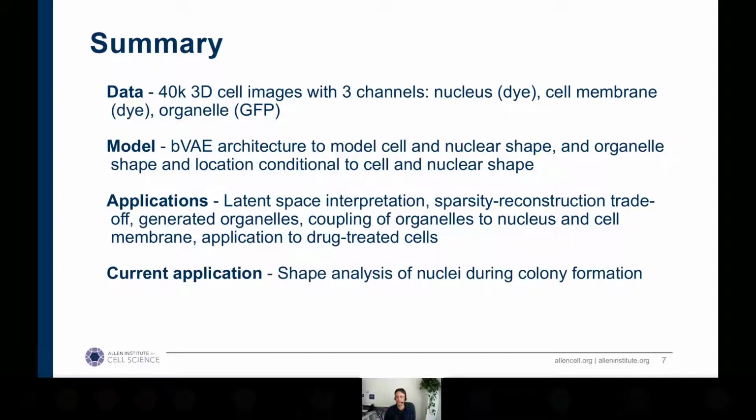We are very interested in how we can make this work into an actual scientific tool that can contribute to the larger projects that we have ongoing at the Institute. At this point in time, we are employing the beta variational autoencoder to describe the shape of nuclei during colony formation, so using time-lapse data.